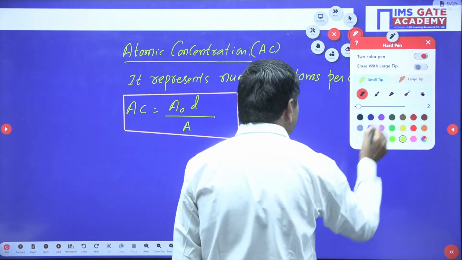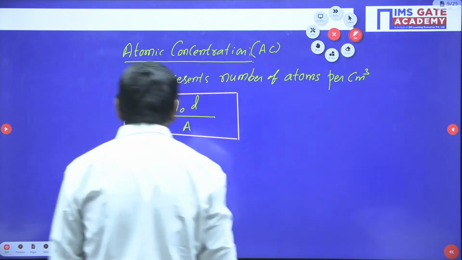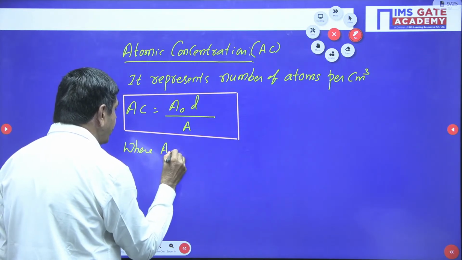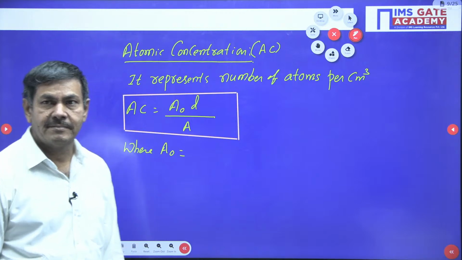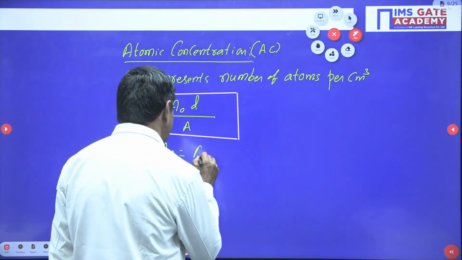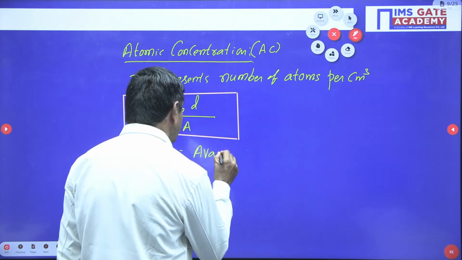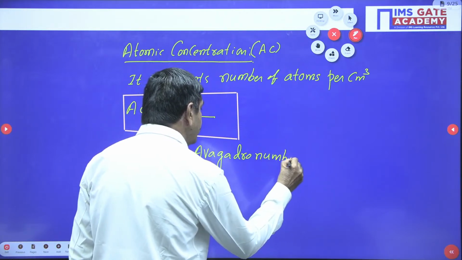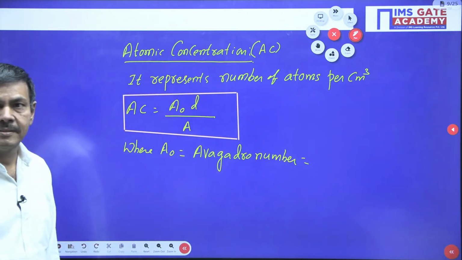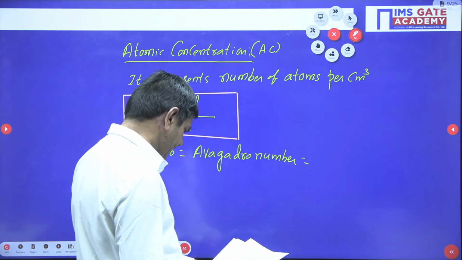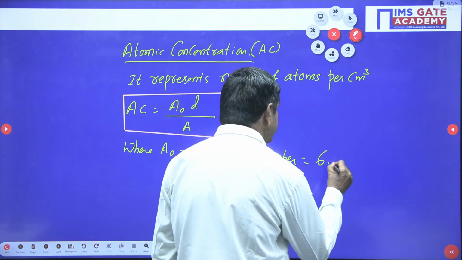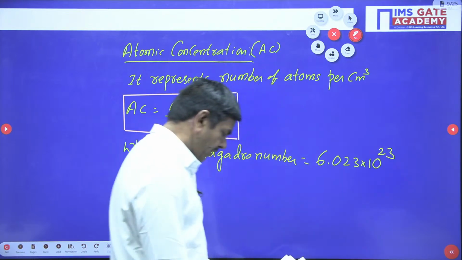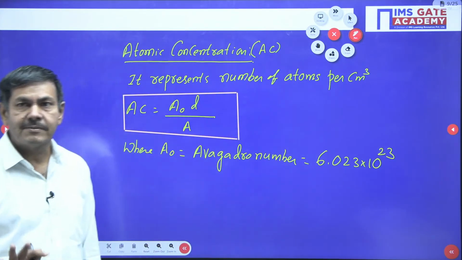The next thing I wish to explain is what A naught is. A naught is the Avogadro number. What is the Avogadro number? A naught is a fixed value in the problems. Its value is taken as 6.023 into 10 power 23. It is a fixed value.